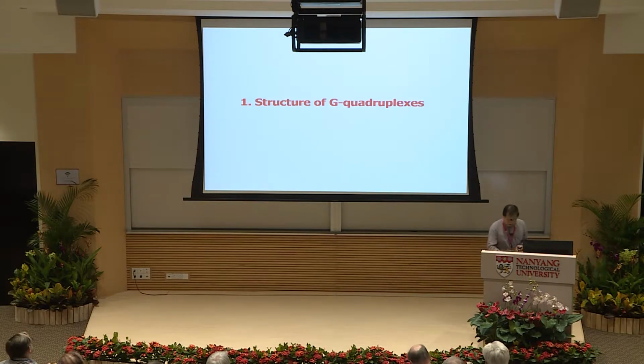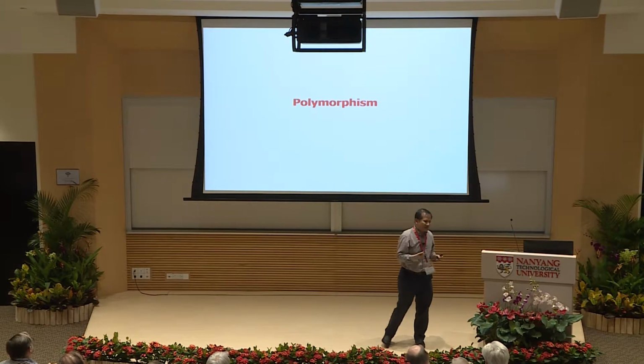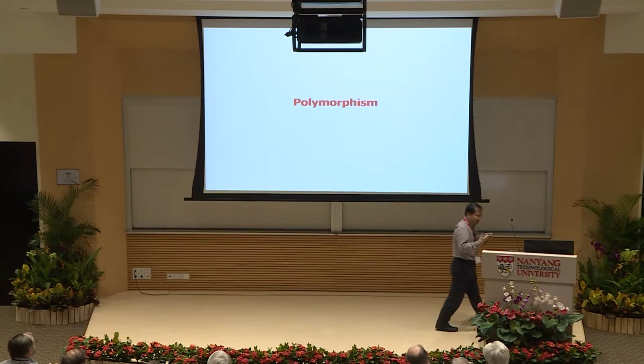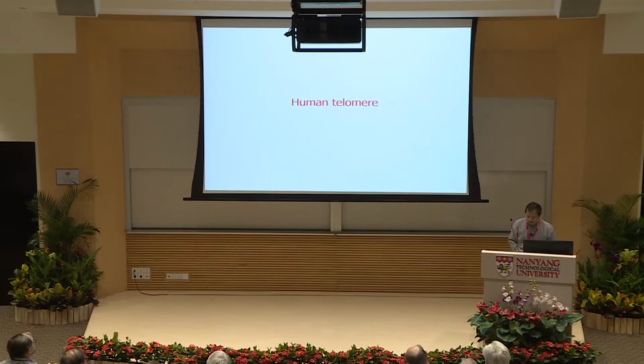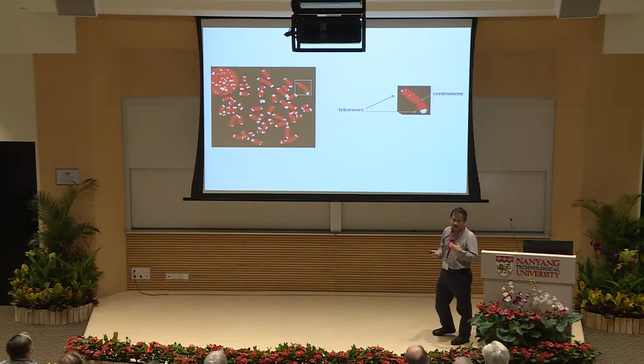First about the structures. To illustrate one of the key words about quadruplex, probably the polymorphism, meaning that different structures can be formed, one of the best examples, or most studied, is the telomere, or the end of the chromosome.